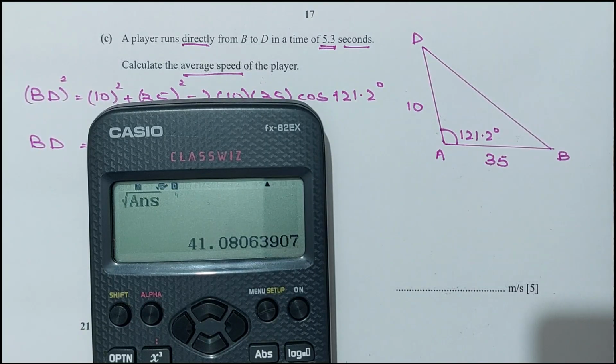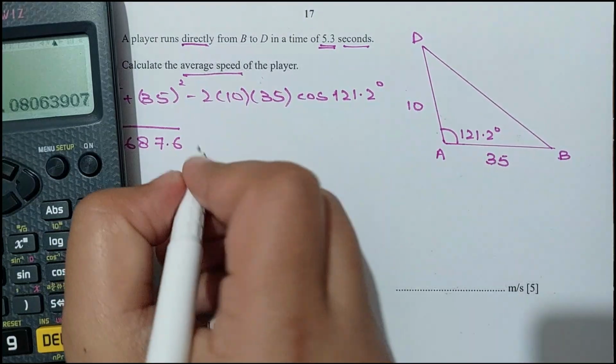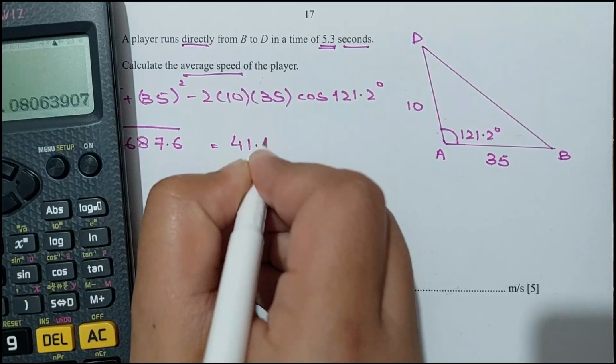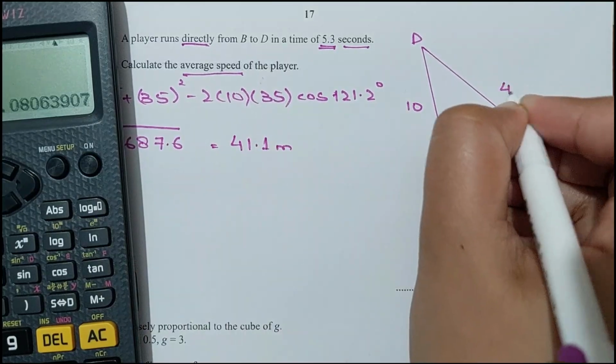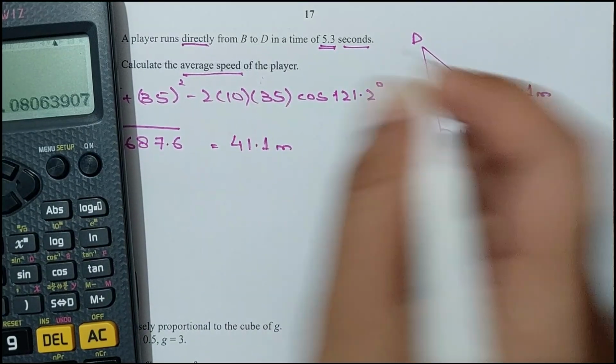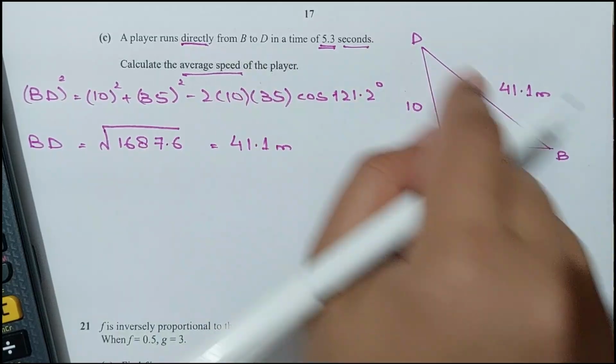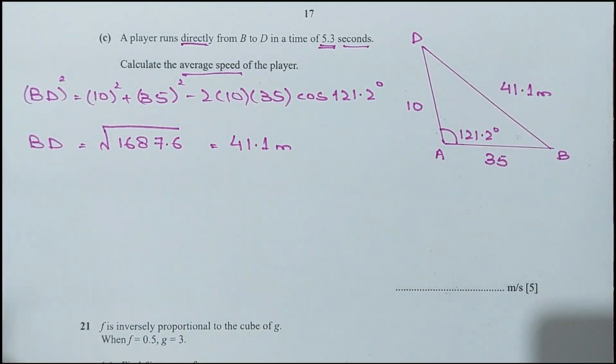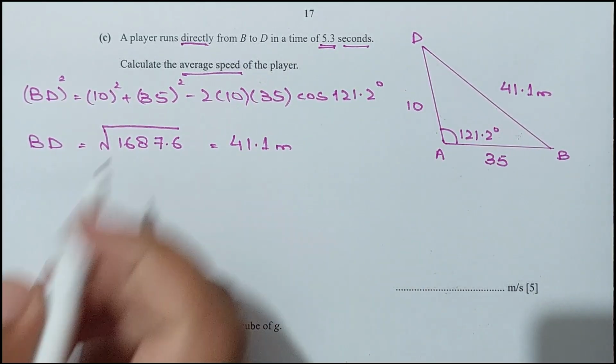Square root of the answer, this is 41.1. 41.1 meters is the distance. The total distance traveled: the player runs directly from B to D, so he travels a total distance of 41.1 meters. Now we have to find the average speed.